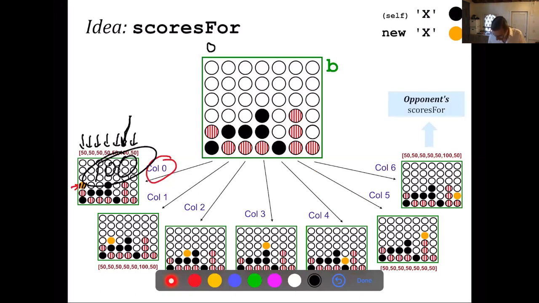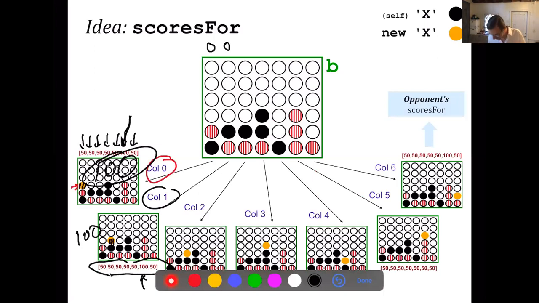Let's do one or two more. I don't want to do too many more. If I move in column one, I just moved right here. Okay. Here are my opponent's scores. Again, my opponent sees that 100, says, this is a great board for me. So I'll score that whole board 100 because I have a winning move, which means that's a losing column for me. So I put a zero under that column.